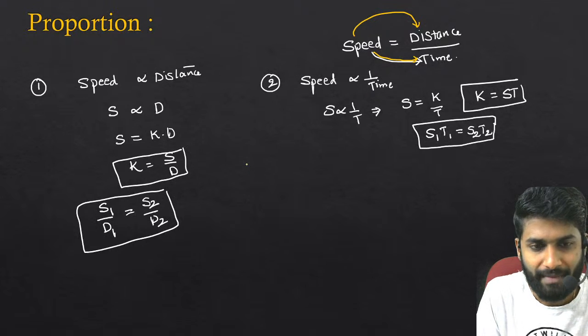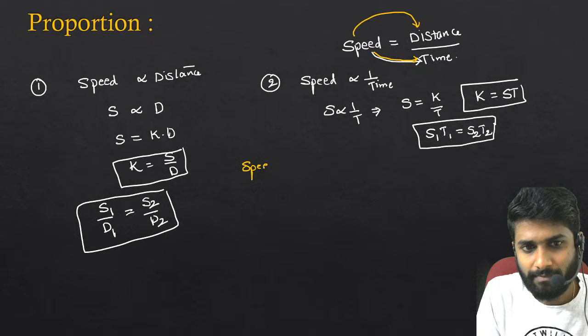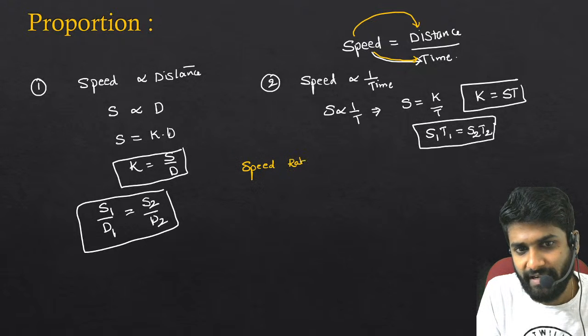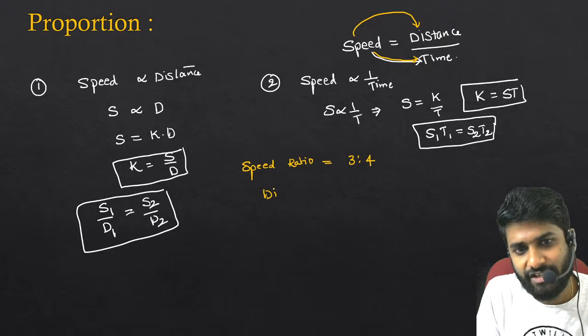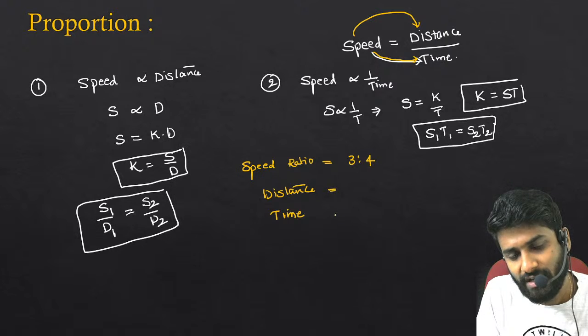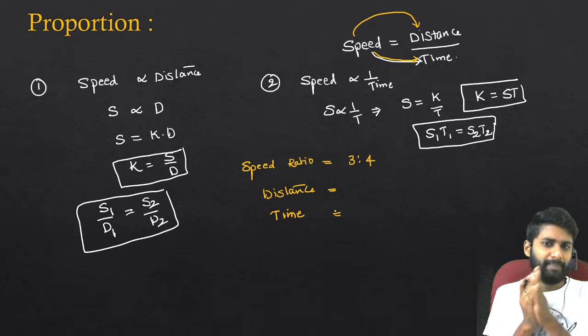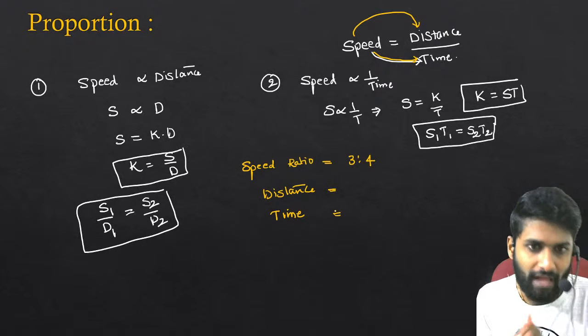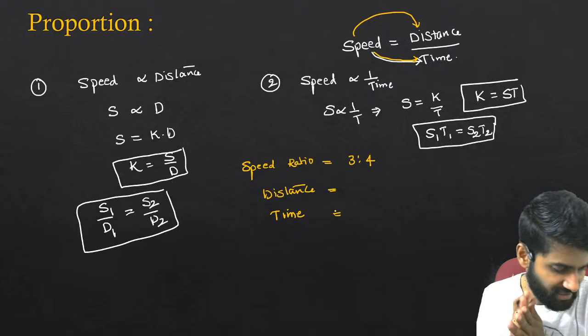Now here is the question. The speed ratio between the two objects is equal to 3:4. Now, what is the distance ratio and what is the time ratio? This is the question, Nana. So it's a direct question. If the speed ratio is equal to 3:4, then what is the distance ratio and what is the time ratio?